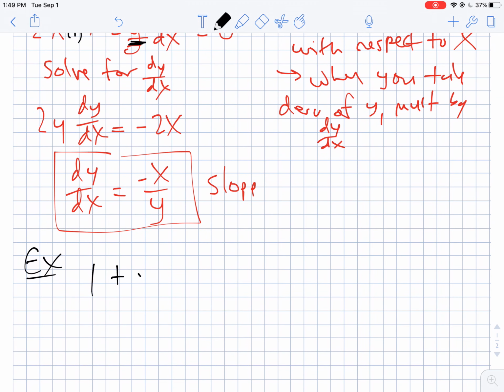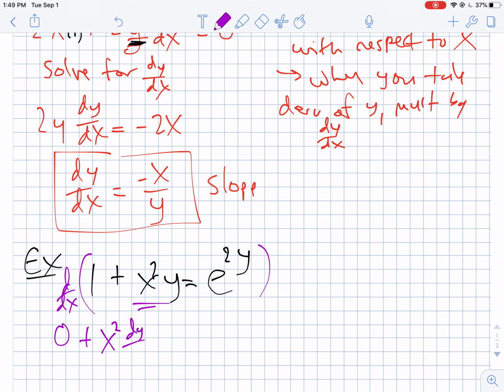Suppose we have 1 plus x squared y equals e to the 2y. So again, I'm trying to find the derivative. I'm going to begin by differentiating both sides. The derivative of 1 is 0. Here we use the product rule, and let's be careful here. So we have x squared times the derivative of y, which is dy dx, plus y times the derivative of x squared, which is 2x.